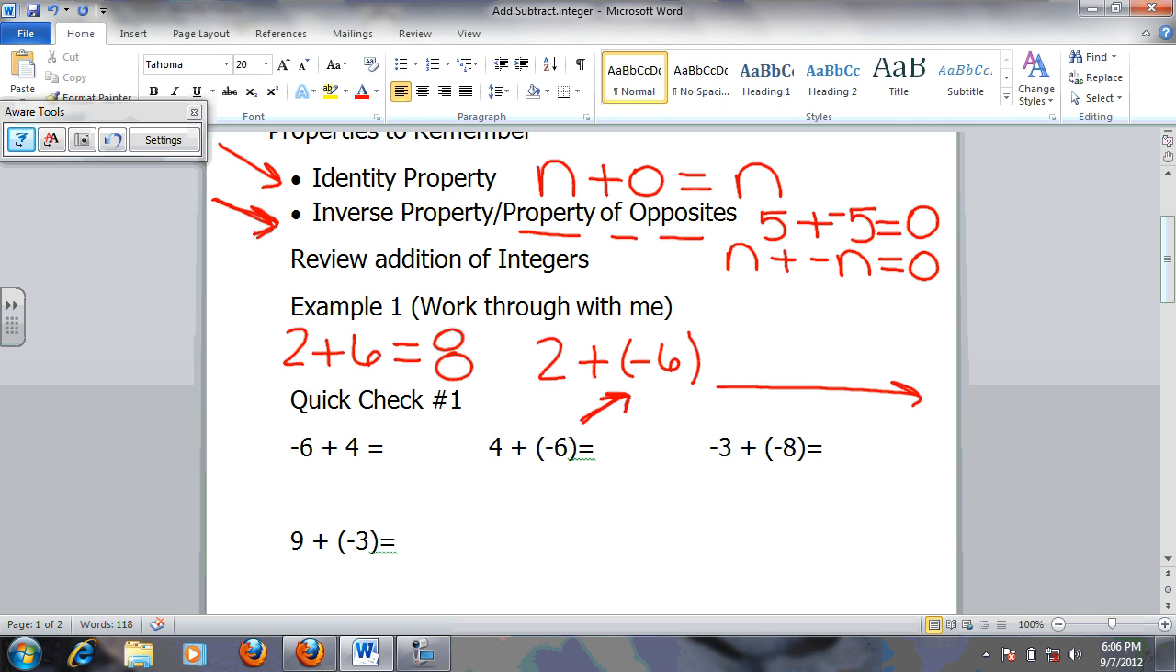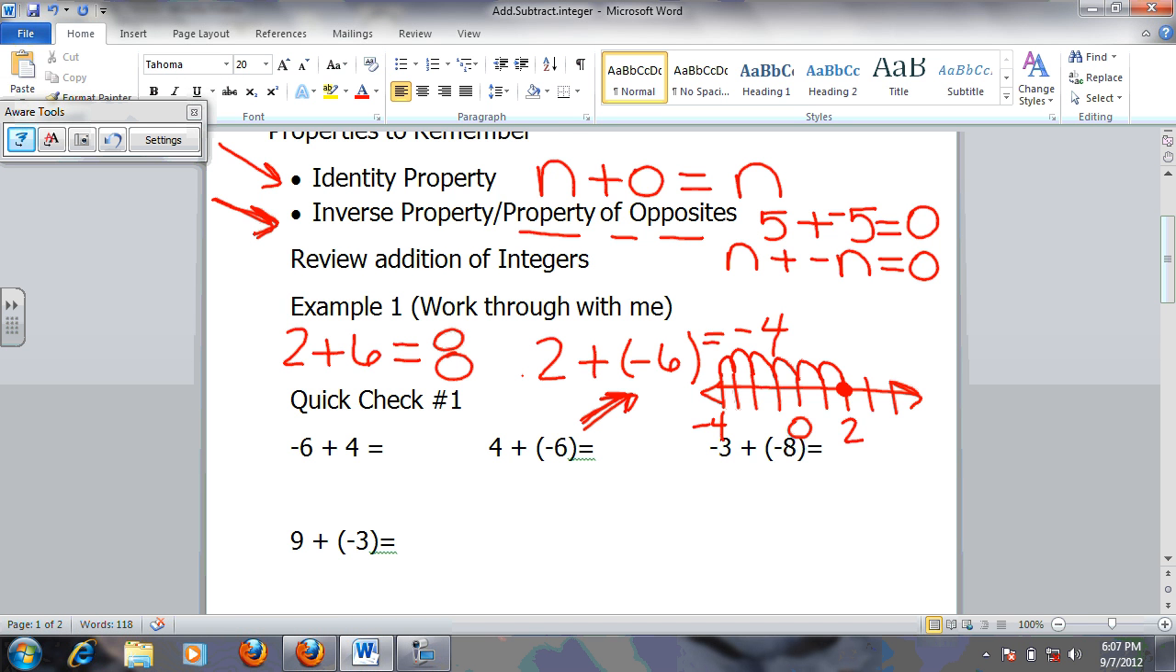They show you a number line. Here is 2. I'm going to add to that negative 6. That means I need to hop to the left 6. 1, 2, 3, 4, 5, 6. 1, 2, 3, 4. We're at negative 4. So 2 plus negative 6 equals negative 4.